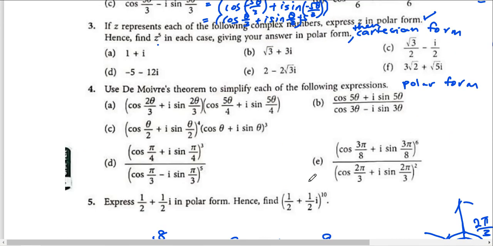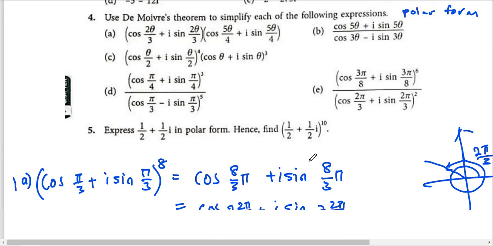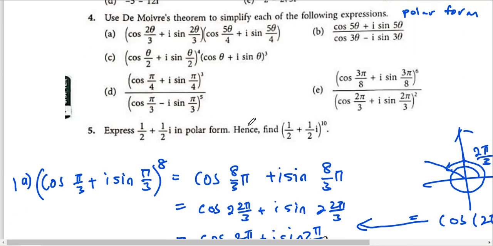Then next, number 4, you have to write in polar form. This one you times, you add, divide, you minus, right? Make sure if you see in front of the i there is a negative, the angle is negative, you change to negative first. Only then you plus or minus. Then number 5 is write in polar form. Find the same. The second part you have to write in Cartesian form. Polar form already, this one raised to the power of 10, you just follow the example.